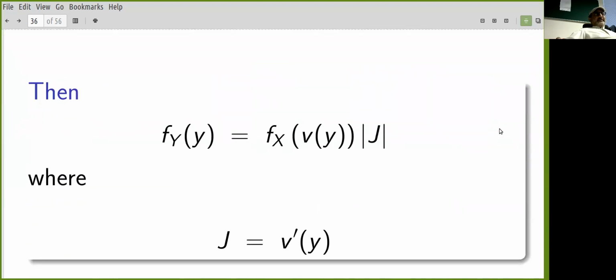Now it looks a little bit different. f sub y of y is equal to f sub x of v of y. Basically f sub x of x, which is equal to v of y. And here you have to multiply by the absolute value of the derivative of the inverse function, v of y. Okay, so that's the difference.